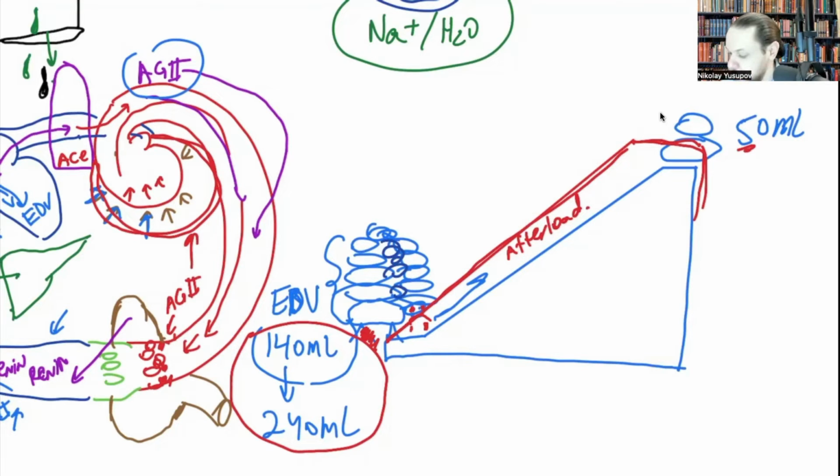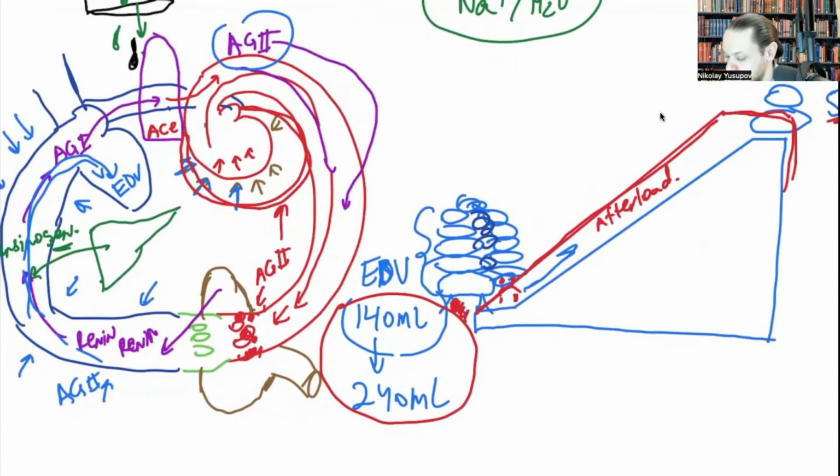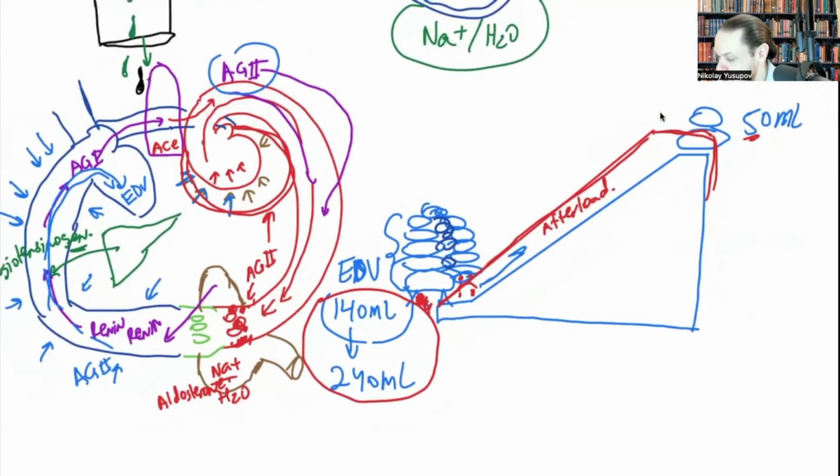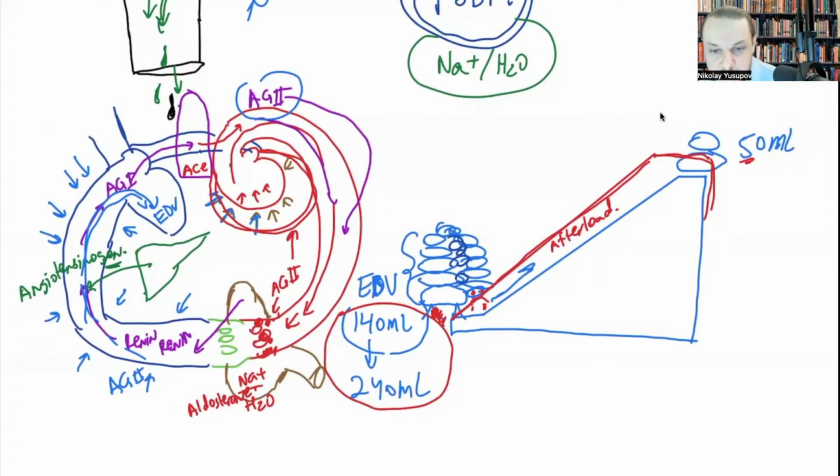And through this profound salt and water retention, eventually we're going to develop high blood pressure. Why? Because you have secretions of this renin coming with angiotensinogen, forming angiotensin 2, and also retention of salt and water with aldosterone. So these are the major problems that we see in congestive heart failure. This is the outcome.